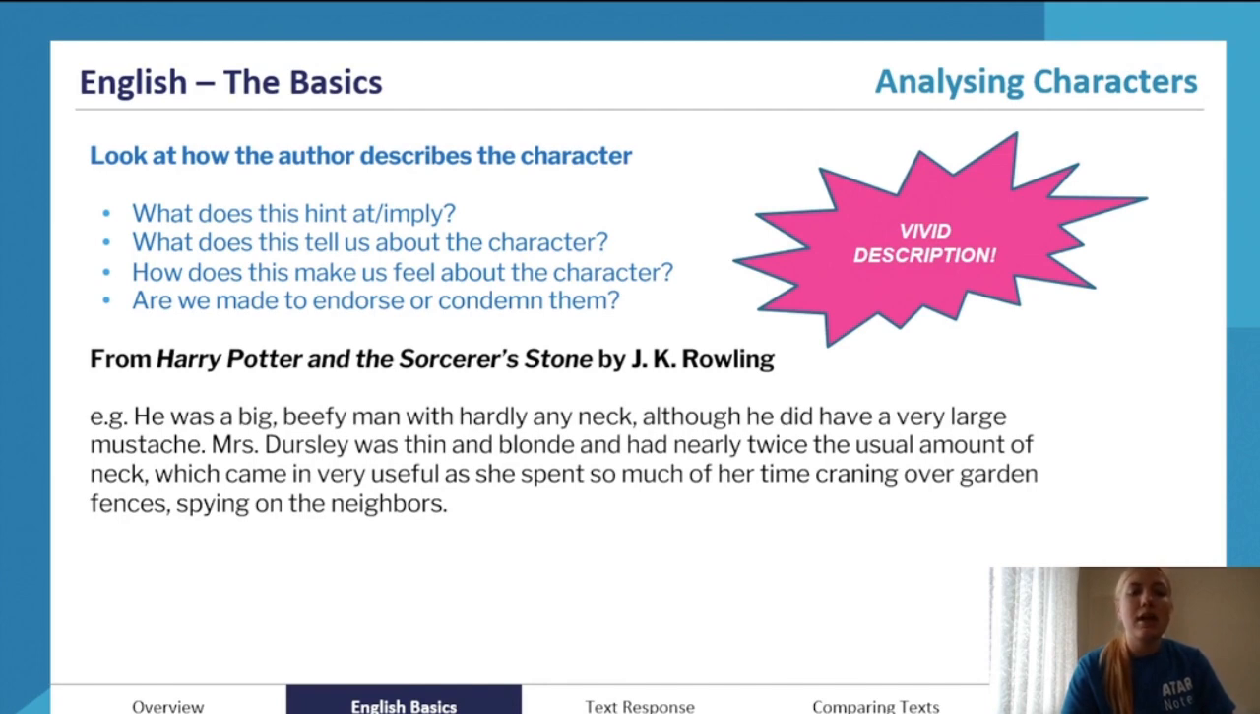For instance, having a look at an example from Harry Potter, because hopefully everyone would be familiar with that. "He was a big, beefy man with hardly any neck, although he did have a very large mustache." So this is about Mr. Dursley, of course. There is vivid description here. There's lots of imagery, and he's being depicted as a man that looks more like an animal almost, because he's beefy and he has hardly any neck. So if you think about that, what does this hint at, imply?